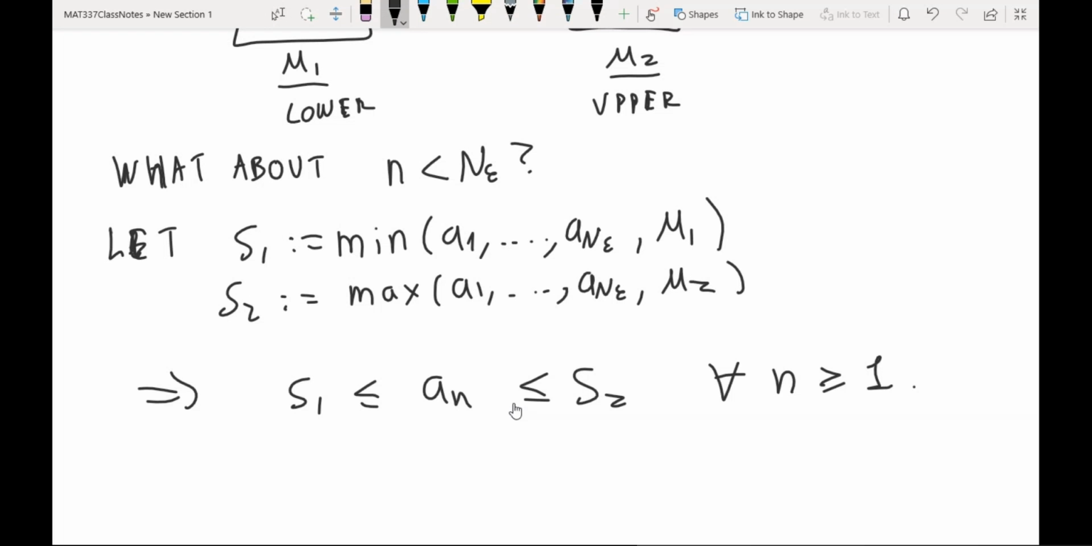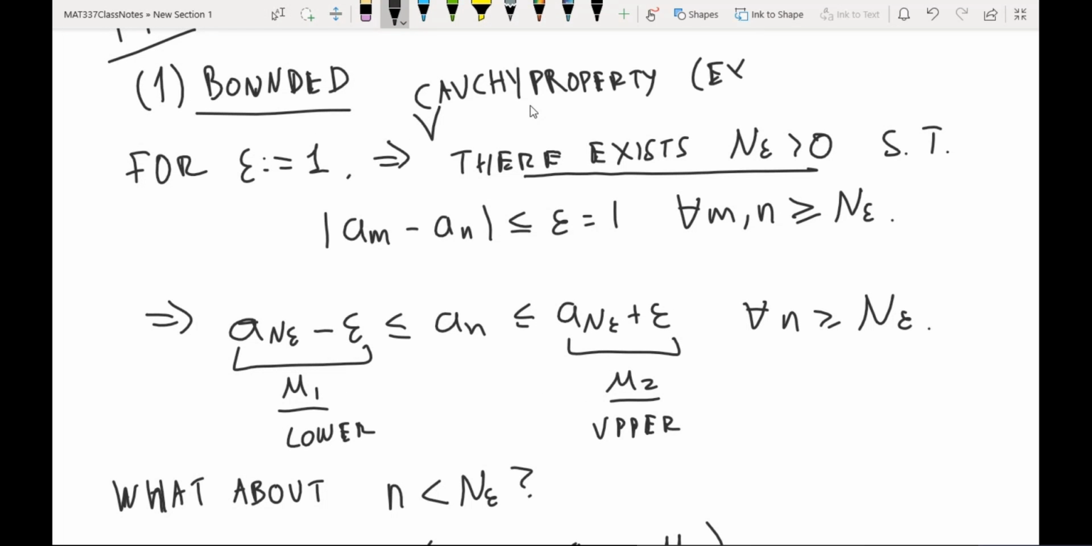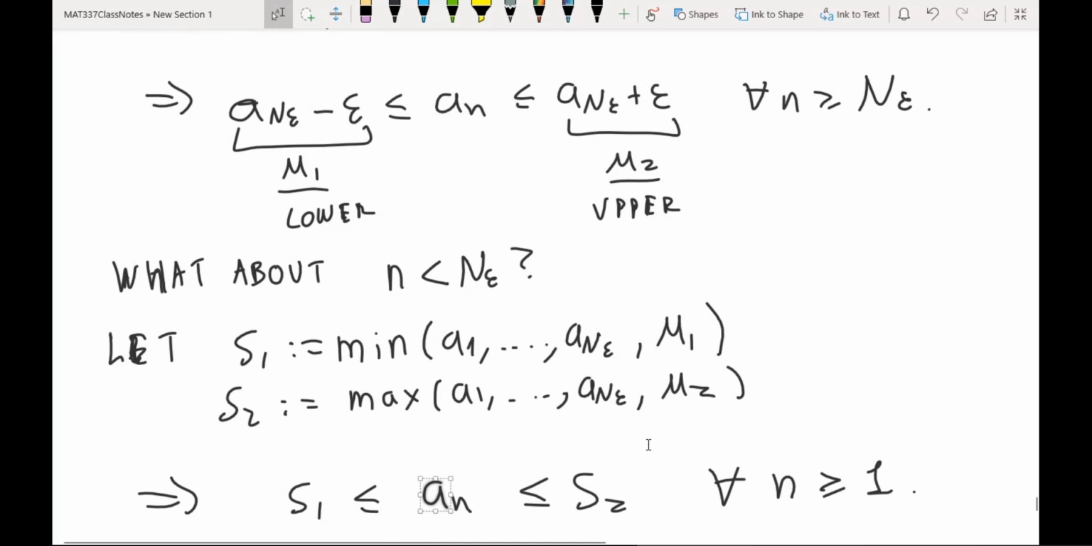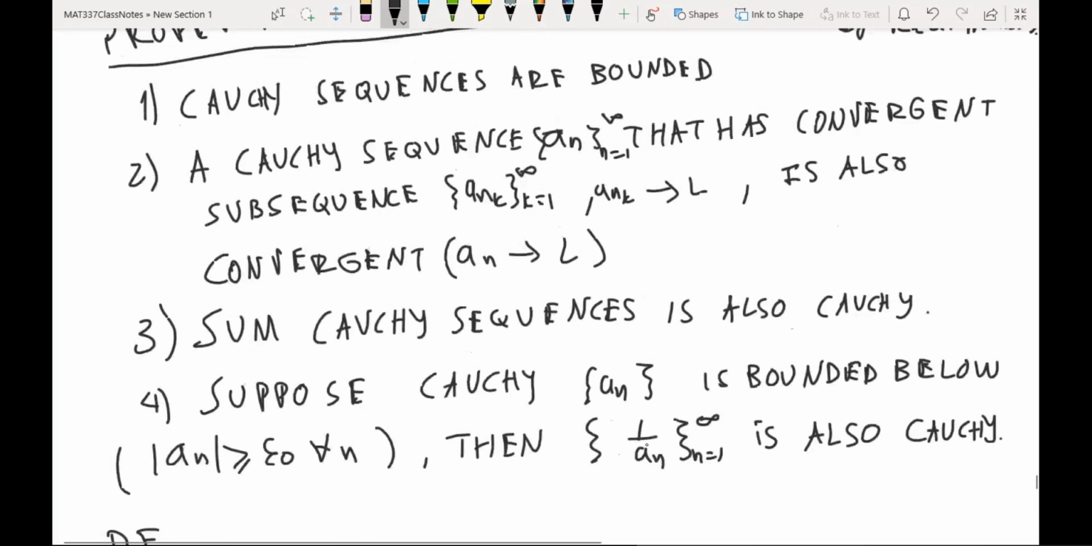What is N epsilon? Right, so there exists some N epsilon. This is from Cauchiness, the Cauchy property. So we don't know exactly what N epsilon is. In the example above, for a_n being 1 over n, N epsilon was the ceiling of epsilon over 2 plus 1. So it changes. So it's not concrete, but it's given by the Cauchy property. So that's property 1. What was 2? Oh, the subsequential. Good.